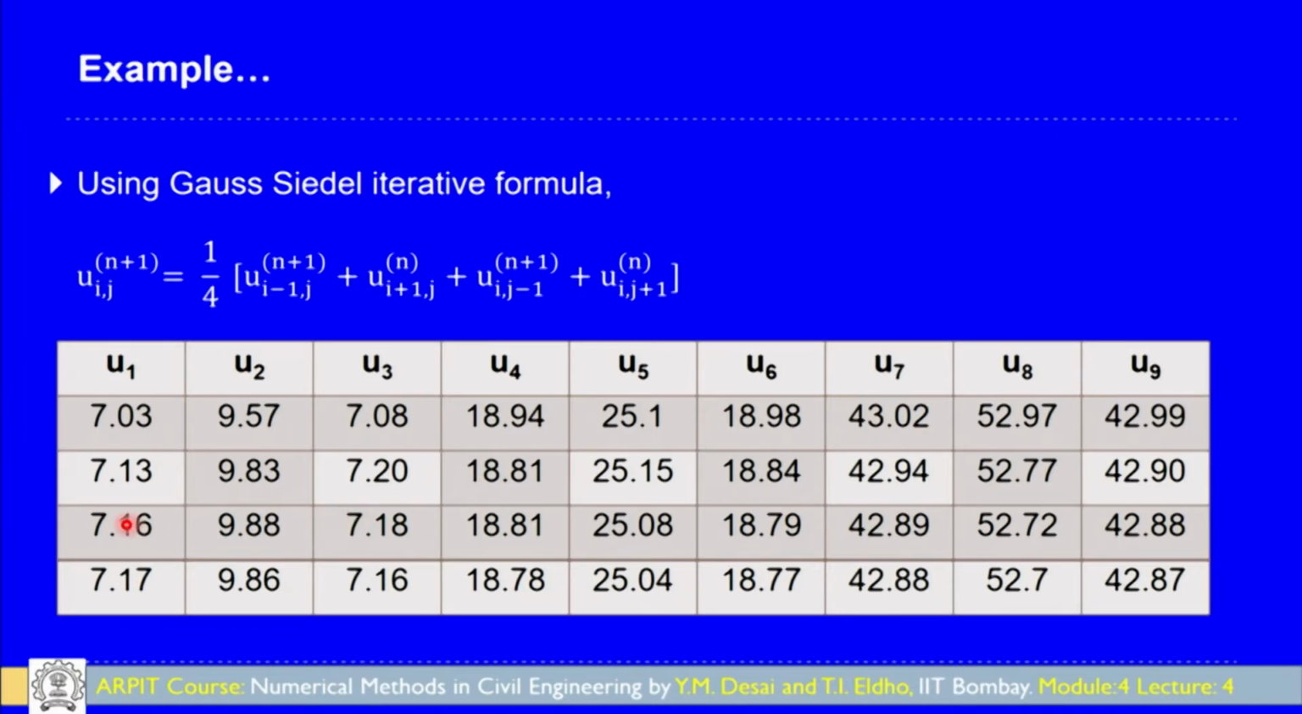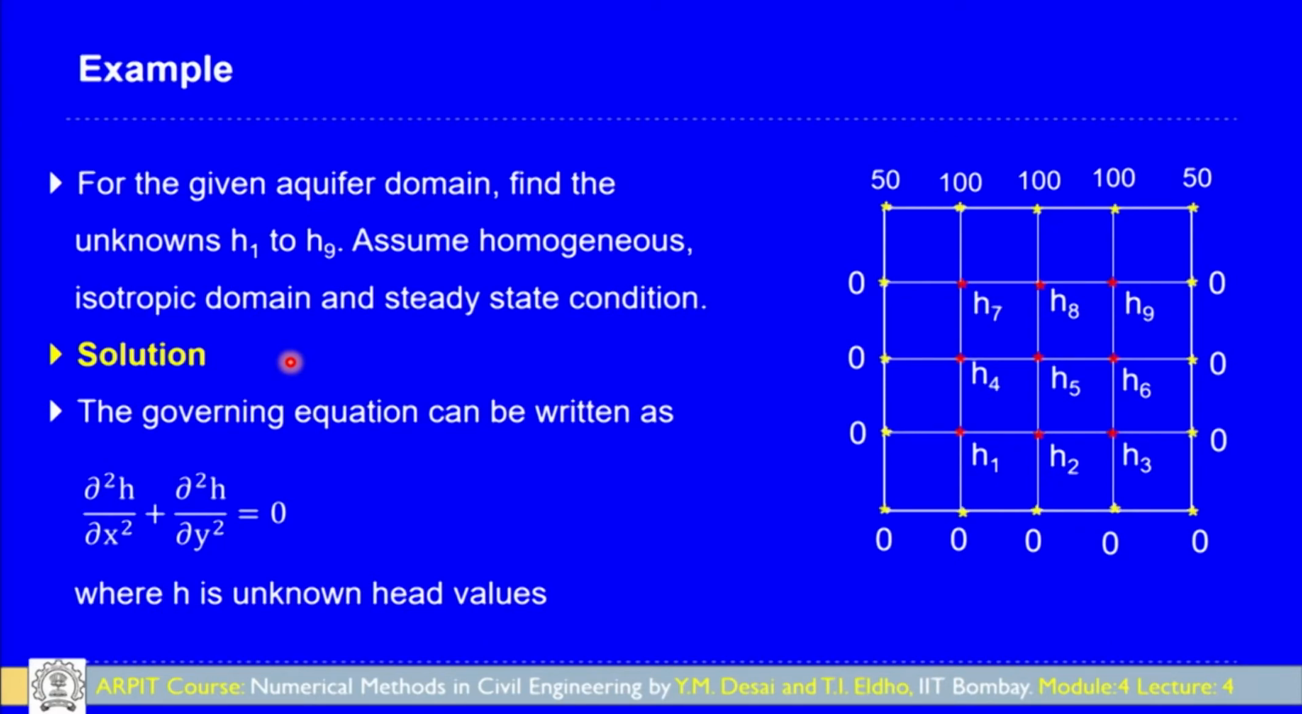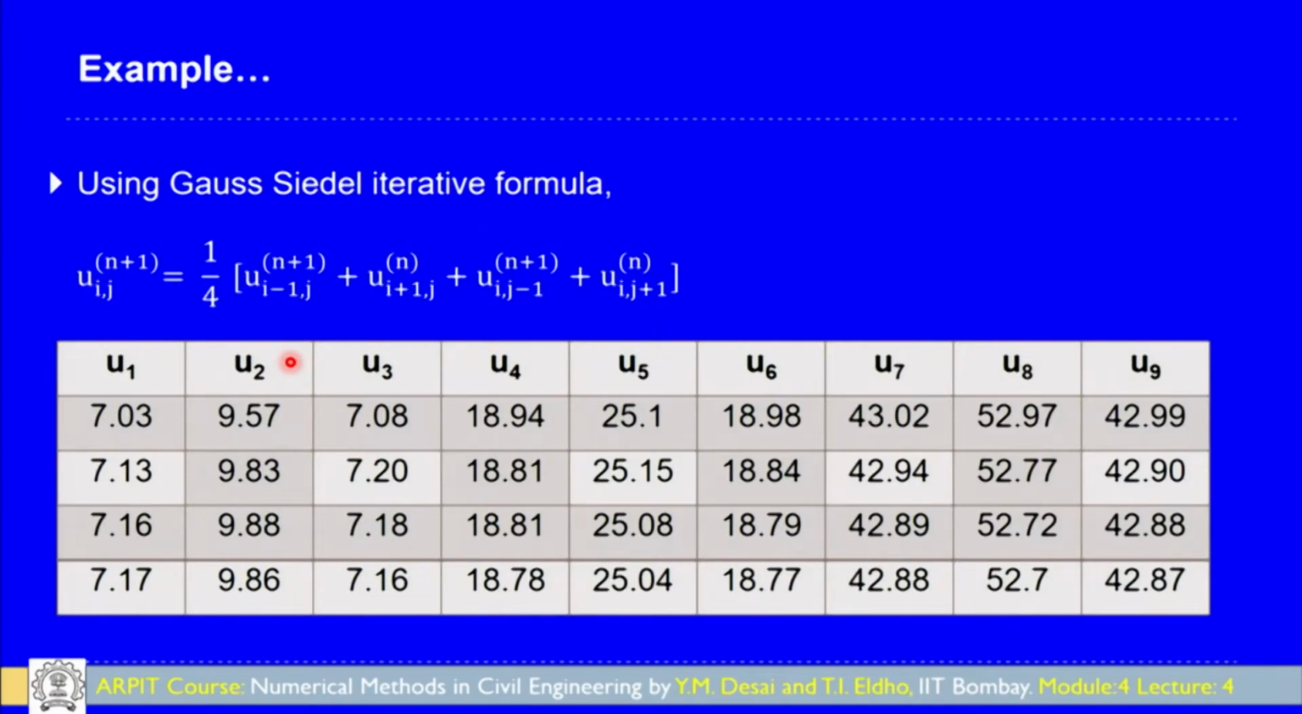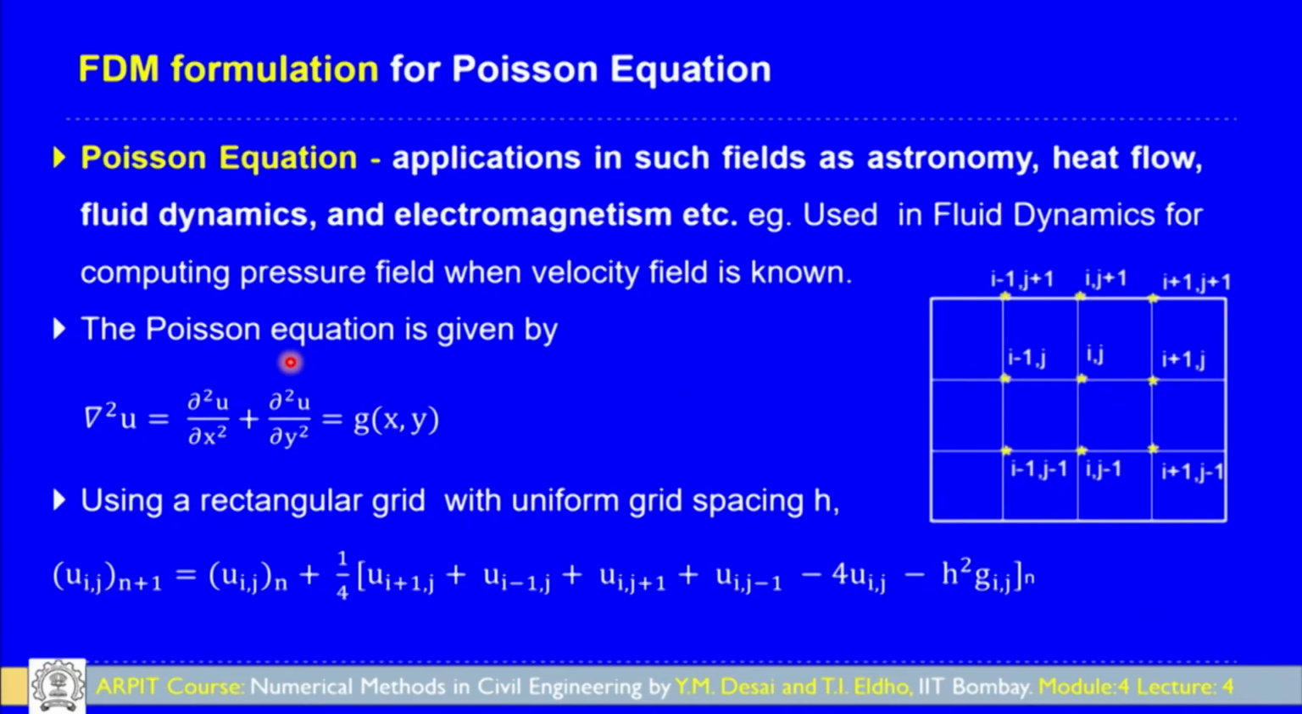Here you can see that now the difference is almost less than 0.02 or so. Depending upon the accuracy, we can take a number of iterations and then get the solution. This is the solution as far as this problem is concerned. Here h1 to h9 we have obtained using the solution of the Laplace equation. So, that is about the solution of the Laplace equation.